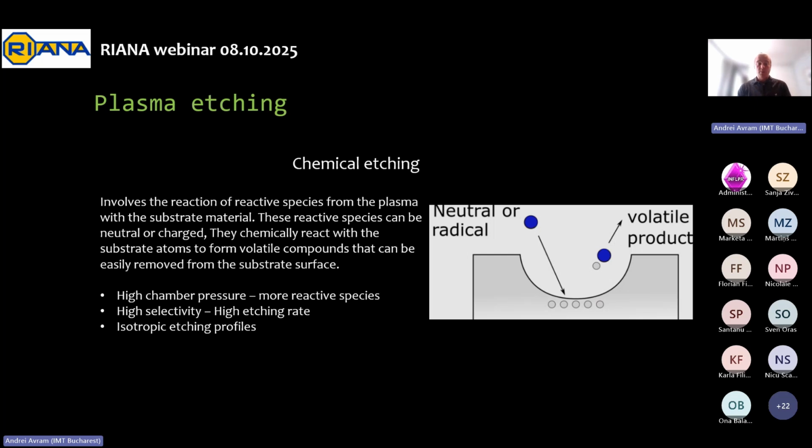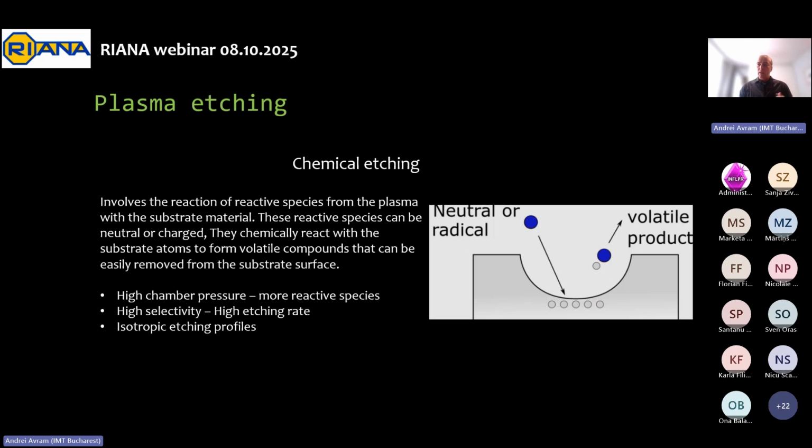In order to achieve such a process, you need a high chamber pressure. So totally different, because we don't want the ions to have any kind of involvement in this process. But having a high chamber pressure also gives you more reactive species inside the plasma, which are able to interact with the substrate. Also, this process is highly selective.